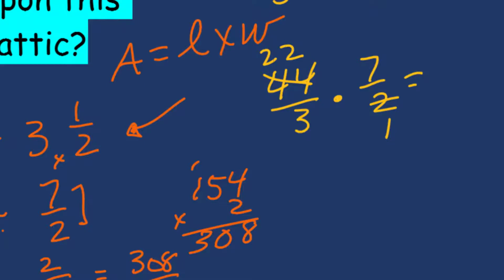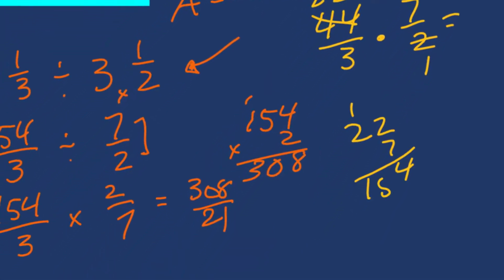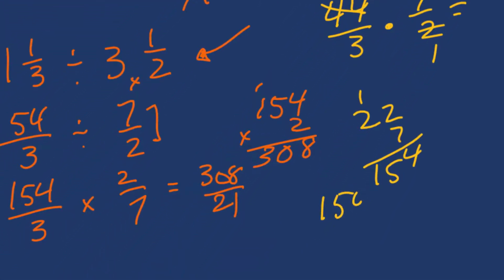Well, now I just need to multiply across. Well, 22 times 7, let's do that right here. 14, carry the 1, so we have 154. Then 154 over 3. And this may be looking already familiar because we had that one time before. Now we just need to put this as a mixed number.